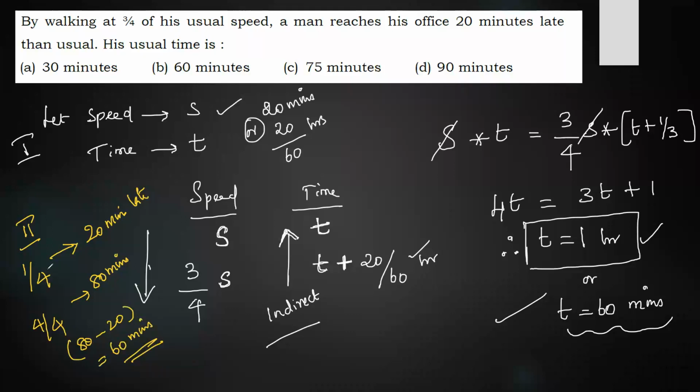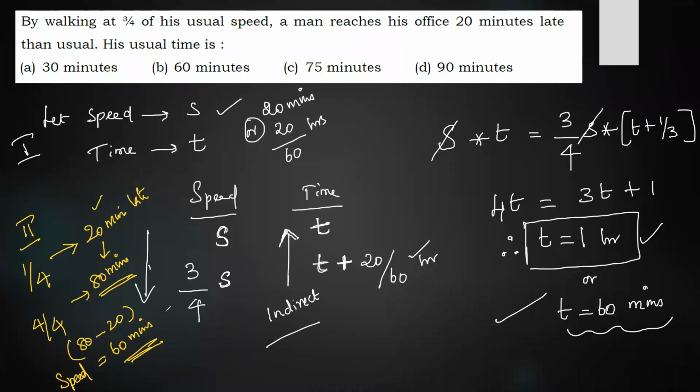Is it clear? If I reduce 1/4, I am late by 20 minutes. So for 1/4, 20 minutes; for 4/4, 80 minutes. This is for the new speed. You change the speed, right? Therefore, to get the original time, you have to subtract the late time. So 60 minutes. Is it clear?